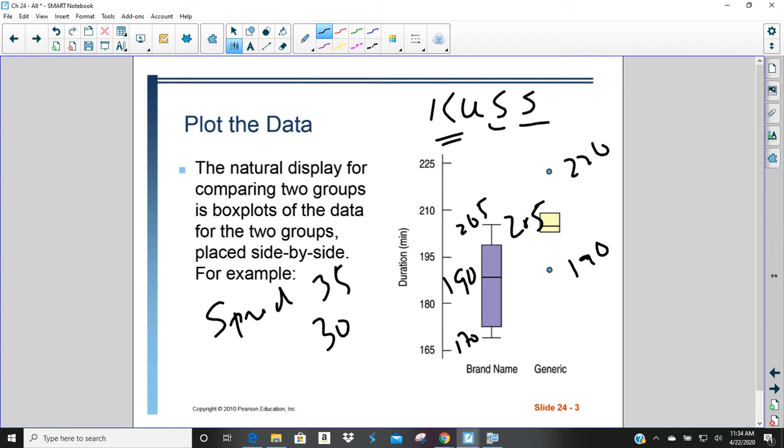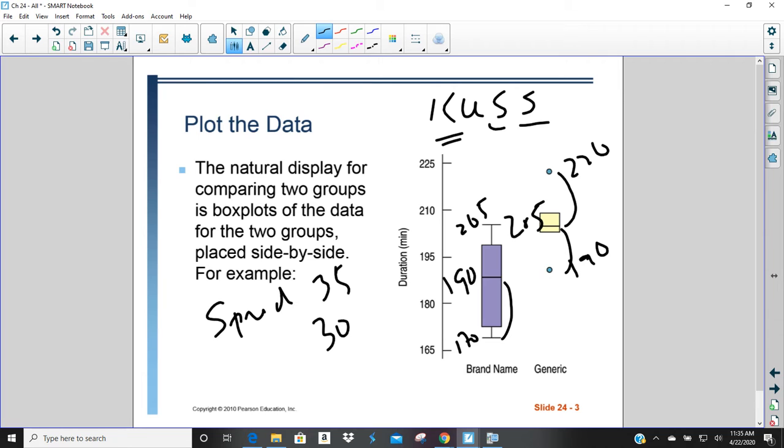We certainly can talk about skewing. In both cases, it seems like there's mild to no skewing in the brand name, maybe a little bit skewed to the left because there's more data between the median and the lower number. But certainly it seems like it's kind of about the same, maybe a little bit skewed to the right on the generic.